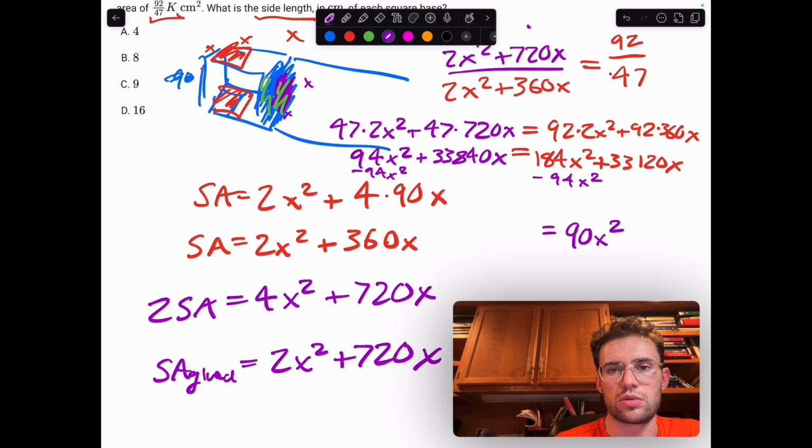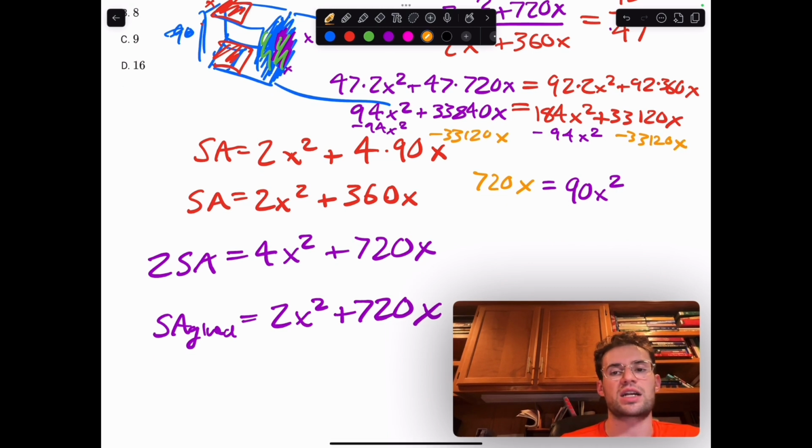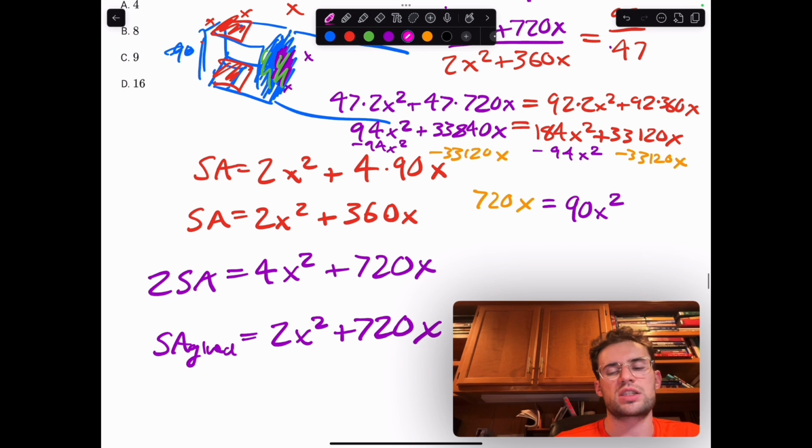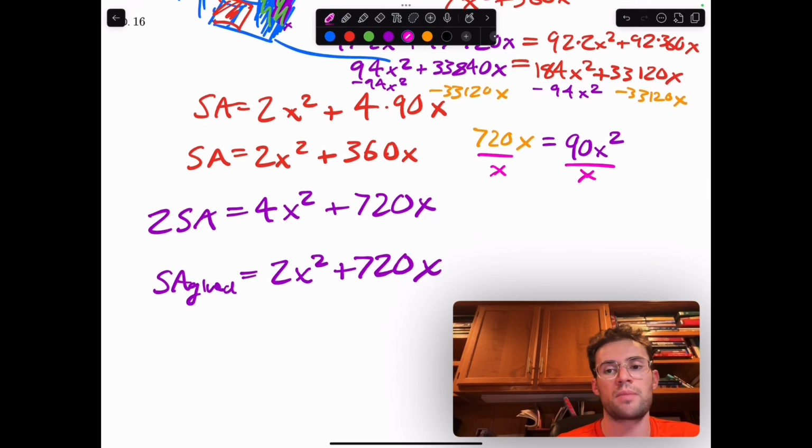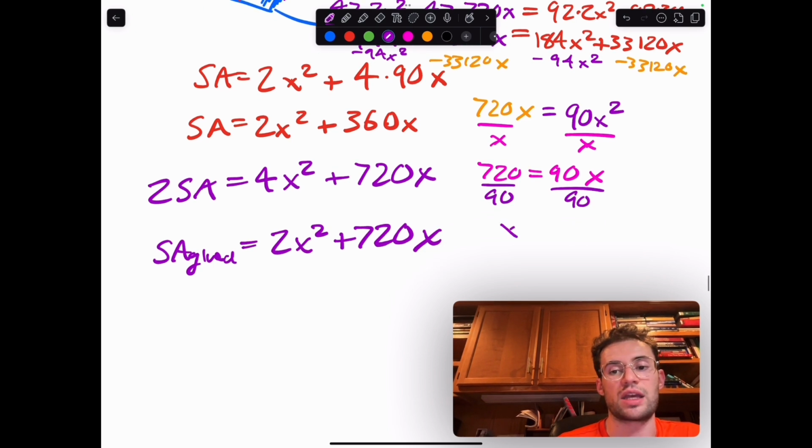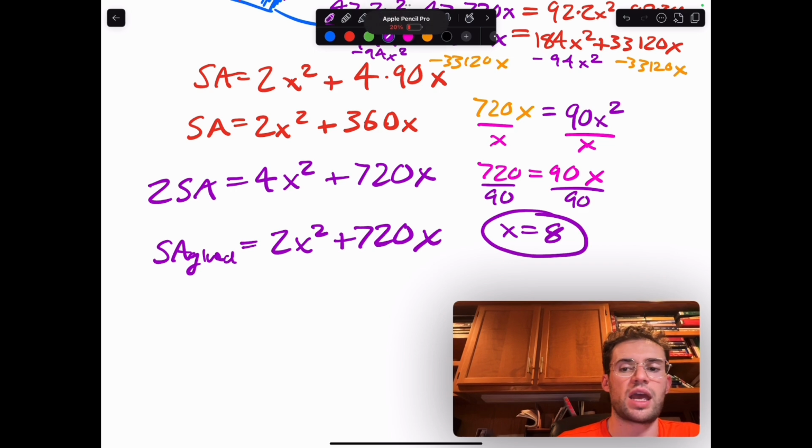And that would be equal to, let's see, we're going to subtract 33,120x from both sides. And that will leave us with 720x. Okay, so we have 720x is equal to 90x squared. Now we're trying to find x, and we can just divide both sides by x here, because we don't have to worry about x being 0, because we know x has a length. It does exist, this shape. So it leaves us with 720 is equal to 90 times x. And then to get x alone, we'll just divide both sides by 90. That will give us that x is equal to 8.